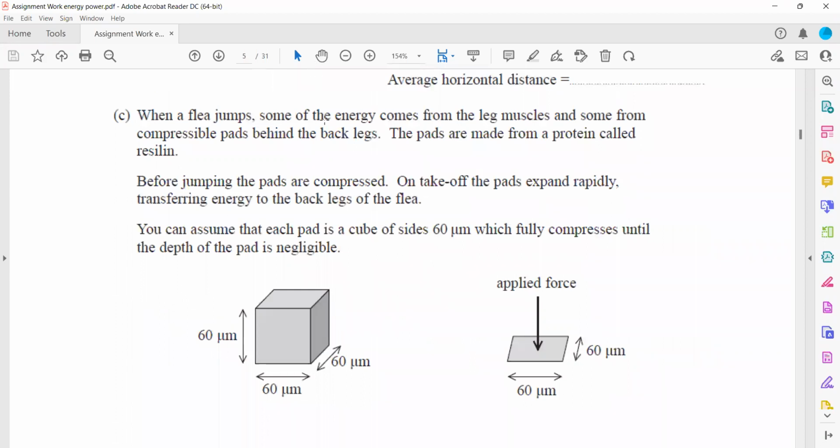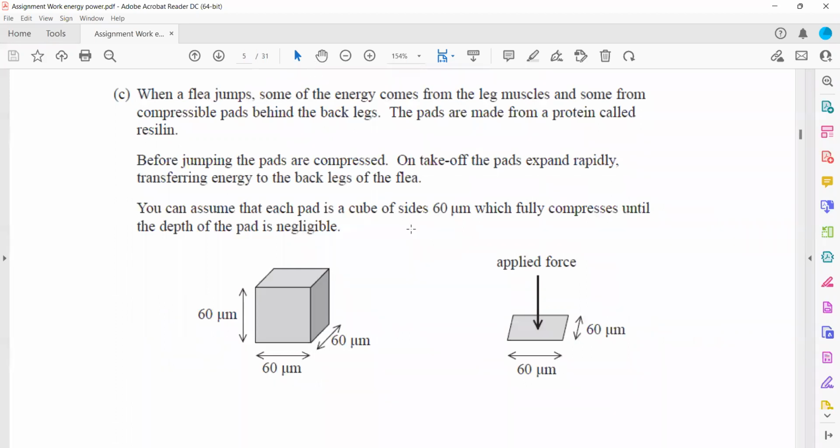In this question, when a flea jumps, some of its energy comes from the leg muscles and some from the compressible pad behind the back leg. The pads are made from a protein called resilin. Before jumping, the pads are compressed. On takeoff, the pads expand and energy is transferred. You can assume that each pad is a cube of 60 micrometer side, which is fully compressed until the depth of the pad is negligible.